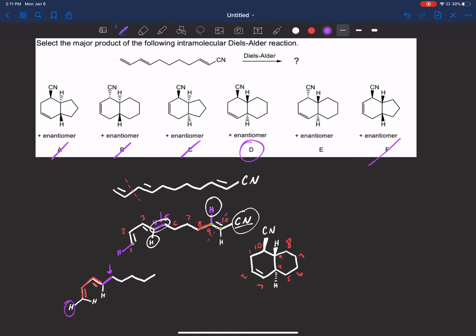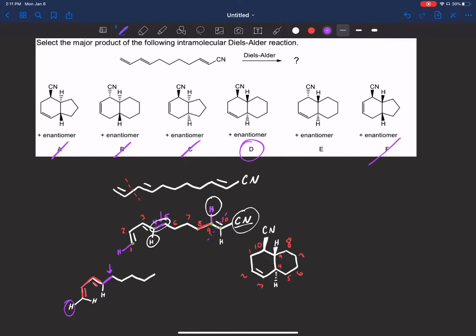First things first is just make sure you have the cis conformation for your diene, all right? The next thing you're going to do after that is the regiochem, right? Draw everything planar. That's my trick. Draw everything planar, and then worry about stereochem, all right?